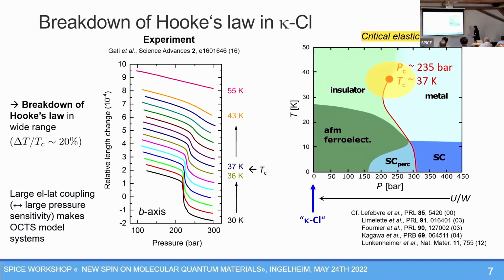Now, why are the organics so great to find this? Well, we know that the organics have a very large electron lattice coupling. You can infer that already from the fact that they are very pressure sensitive. So the fact that electron lattice coupling is large in those systems makes them actually model systems to find effects related to electron lattice coupling.